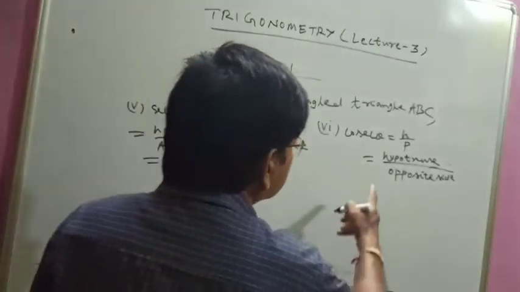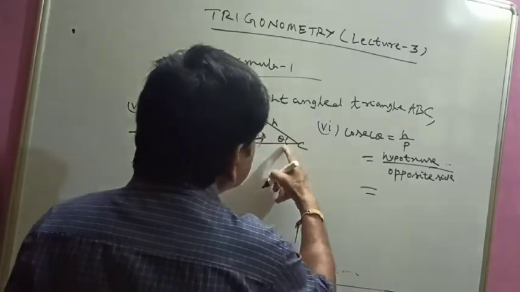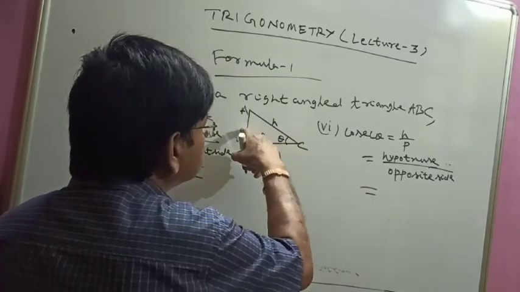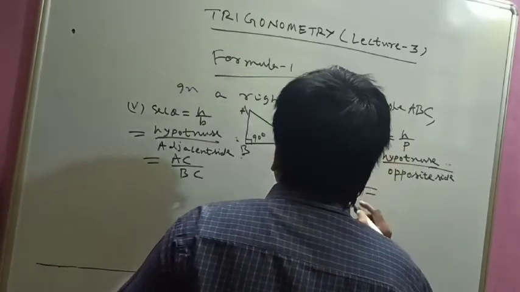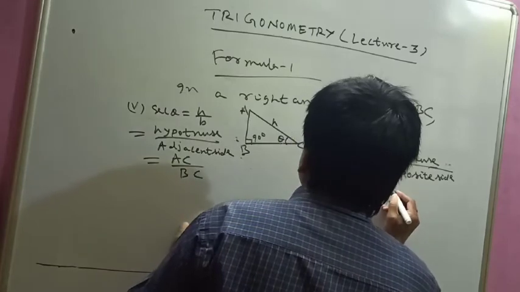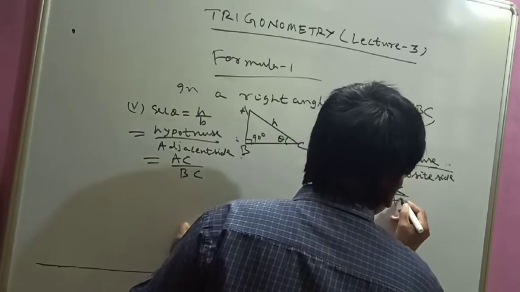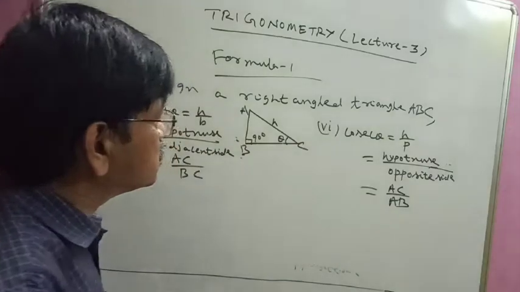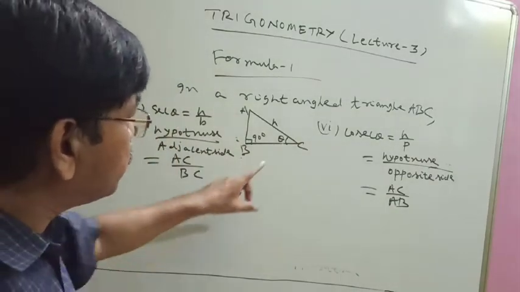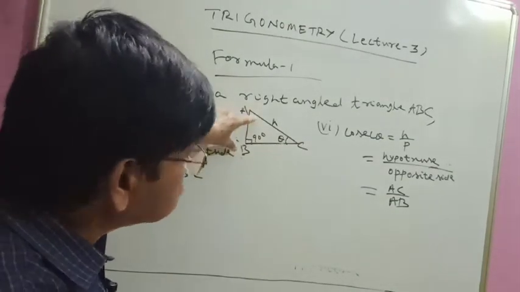Here hypotenuse by opposite side. This is the angle, so the opposite side is AB, that is called perpendicular. So you can say AC by AB. So this you must remember. You see here I have taken this angle, but suppose I consider this angle A.